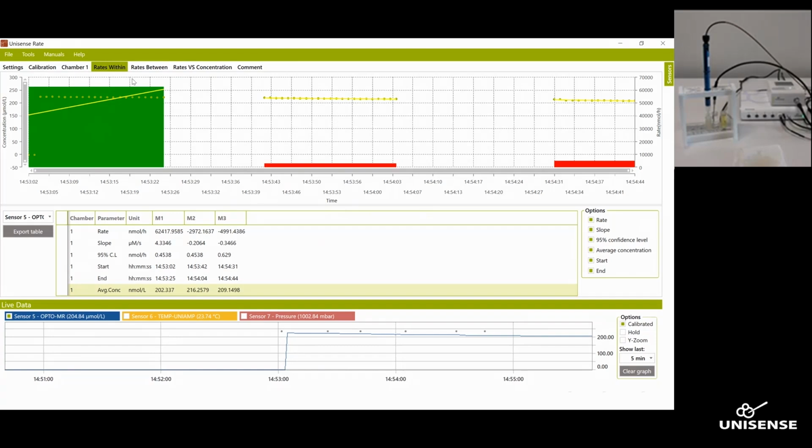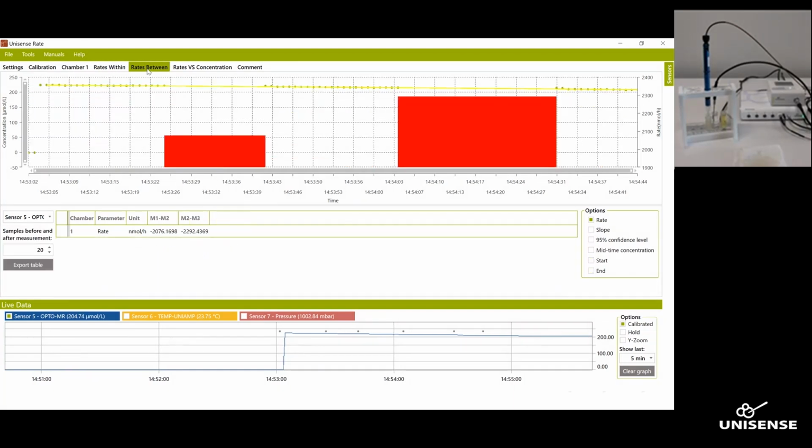You can also go to rates between. This could be relevant if you move the sensor to a different chamber and you're going back again, and then you can have a look at what was going on during this time. Down here, you can choose how many samples before and after the measurement that you would like to include when it makes this regression line here. So you can play around with that as well.